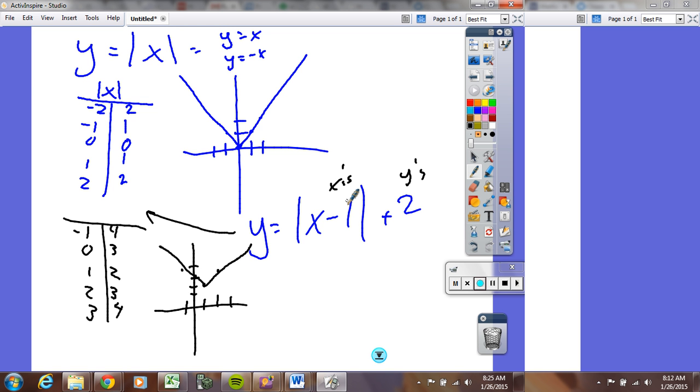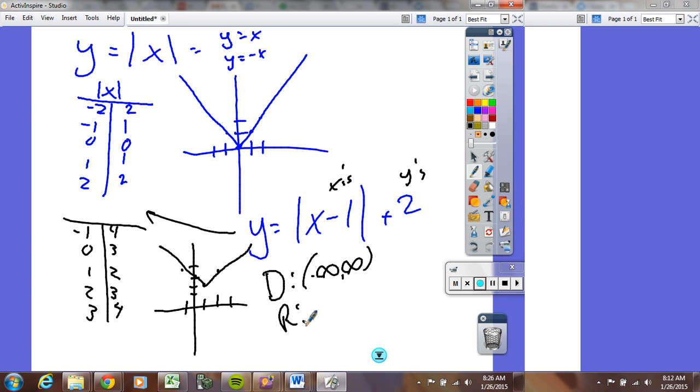What's the domain of this fella? Do you remember what domain is? Exactly, it's the x values. It's what x values I can use. And I can use any x values I want, right? So negative infinity to infinity.